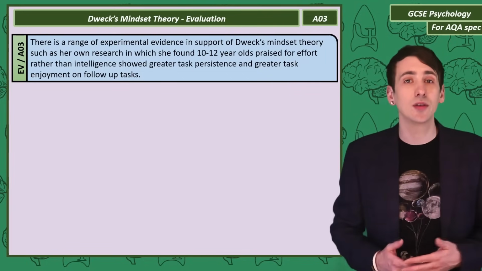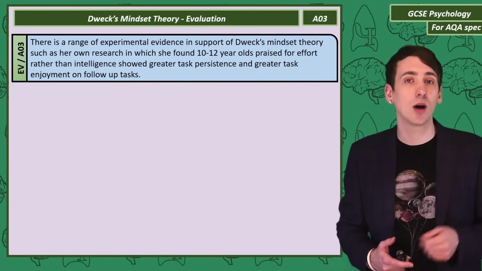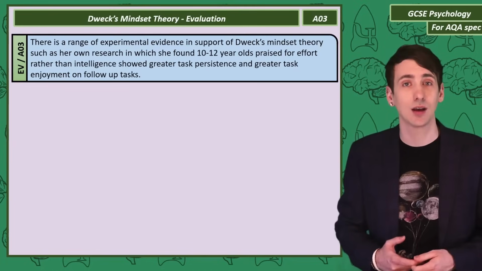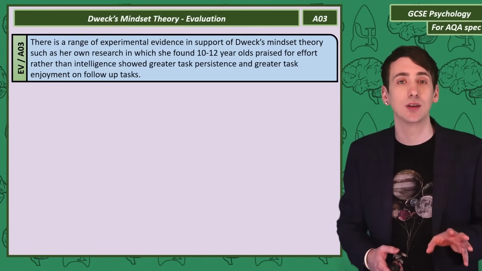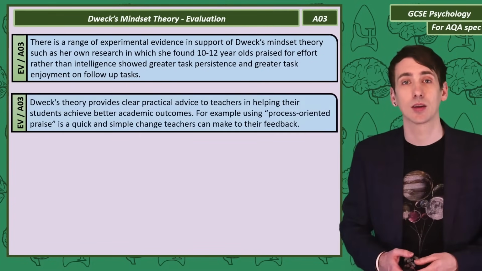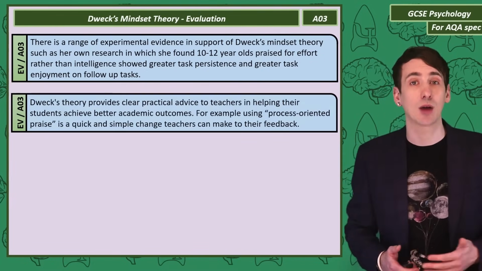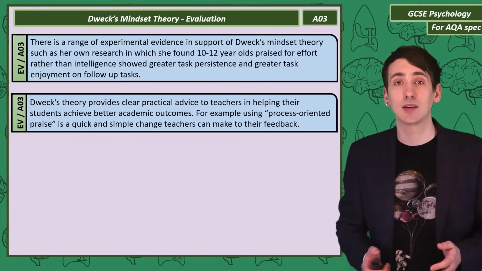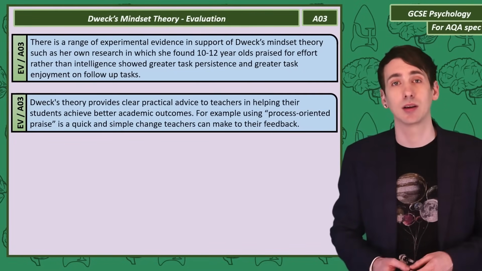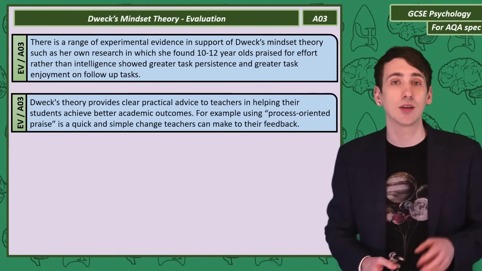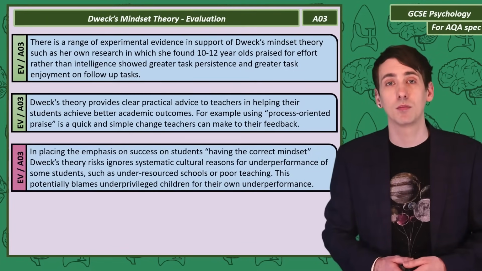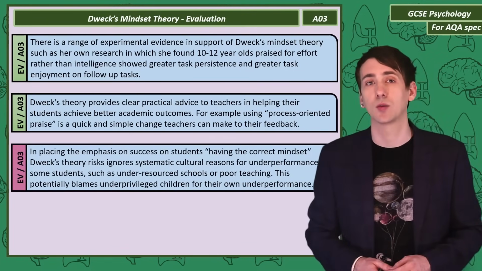In one of Dweck's own studies, she showed that 10 to 12-year-old students who were praised for effort rather than intelligence on a task then went on to be more persistent and show more enjoyment on a follow-up task. Dweck's theory also clearly has practical applications. It provides guidance to teachers on how to help their students achieve academically. For example, using process-oriented praise when giving feedback on work. But there are criticisms of Dweck's work.